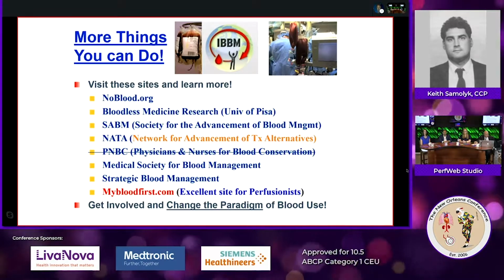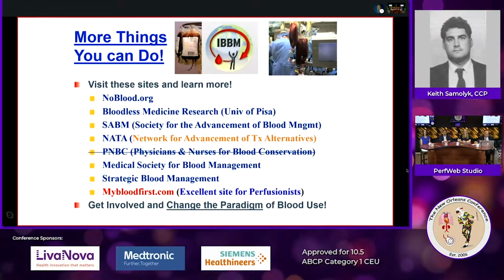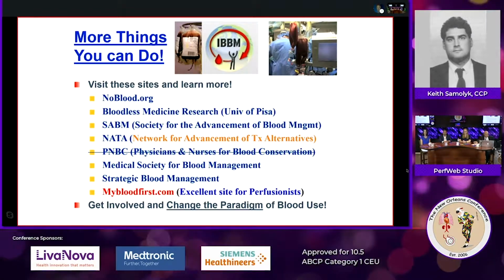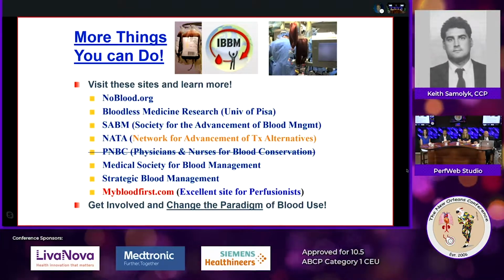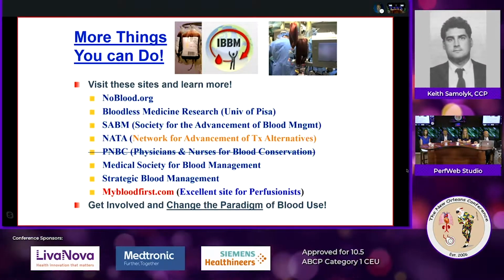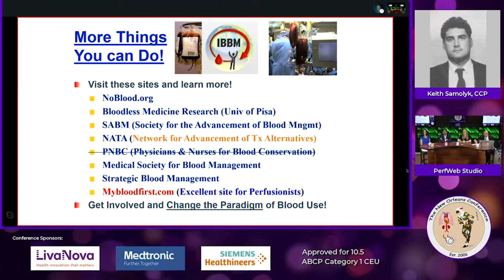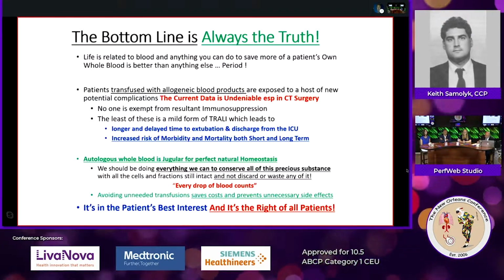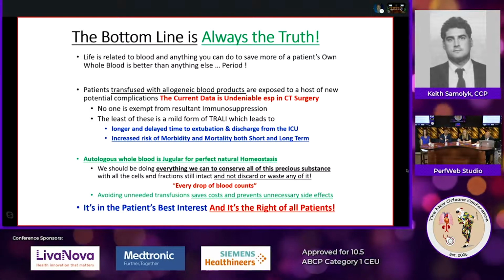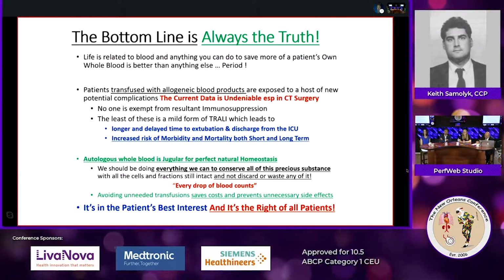Also, you want to get involved. Get as many people as you can to change the paradigm of blood use. And as we've both said, you want to treat everybody like a Jehovah's Witness with a small BSA. For some reason, we can do JWs and not give them blood products, but we don't seem to take it as seriously when they're not a JW. You've got to treat everybody like a JW. The bottom line is always the truth. Life is related to blood, and anything else that you can do to save more of the patient's own blood, whole blood, is better than anything else, period.